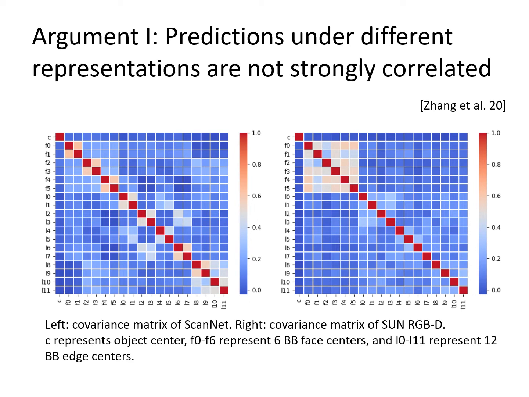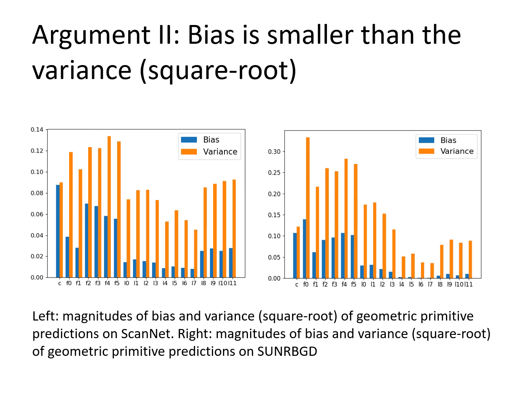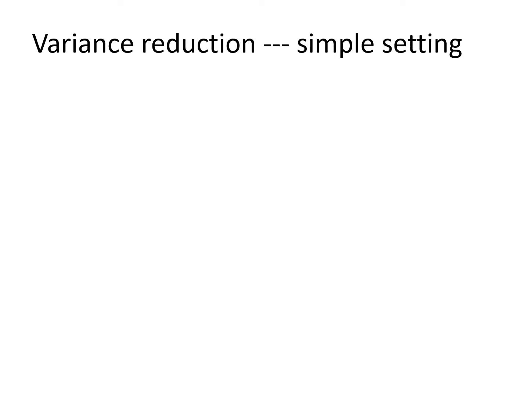Each prediction also has a bias. The second argument is that the bias is smaller than the variance. Empirically, these two plots show the results: on the left is ScanNet and on the right is SUN RGB-D. The blue bars are bias and the orange bars are the square root of the variance. You can see that the bias is generally smaller than the variance.